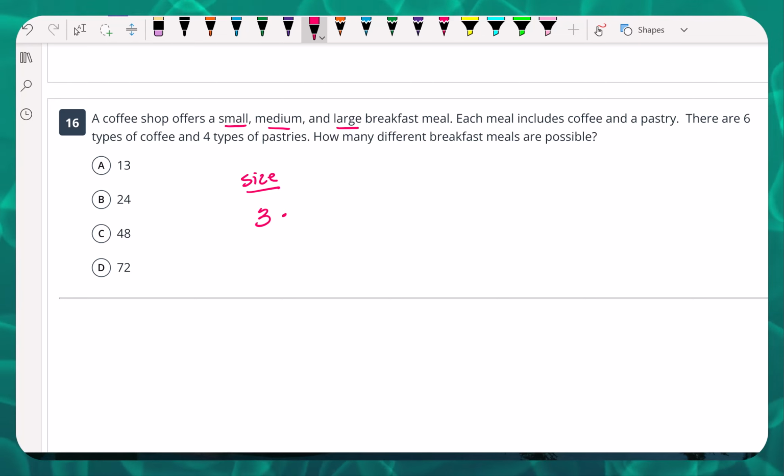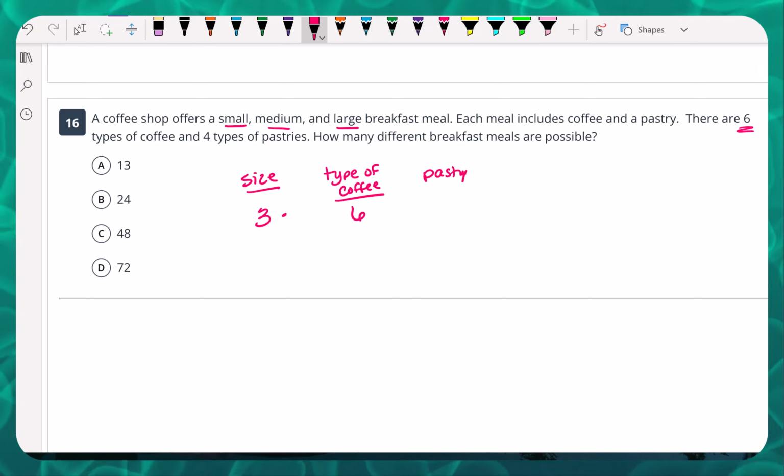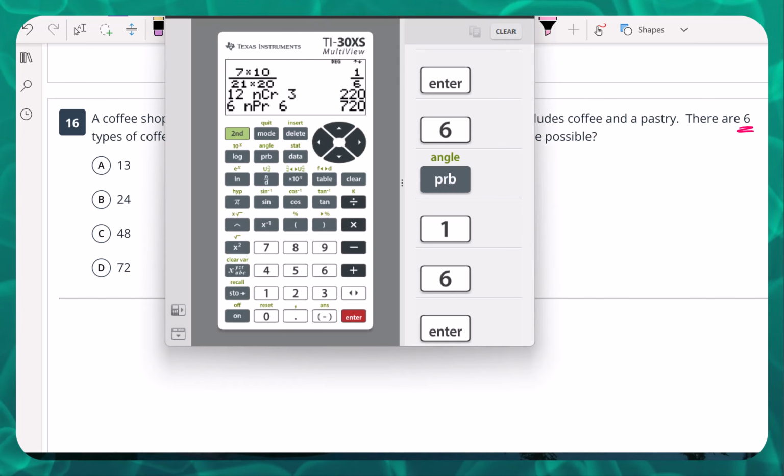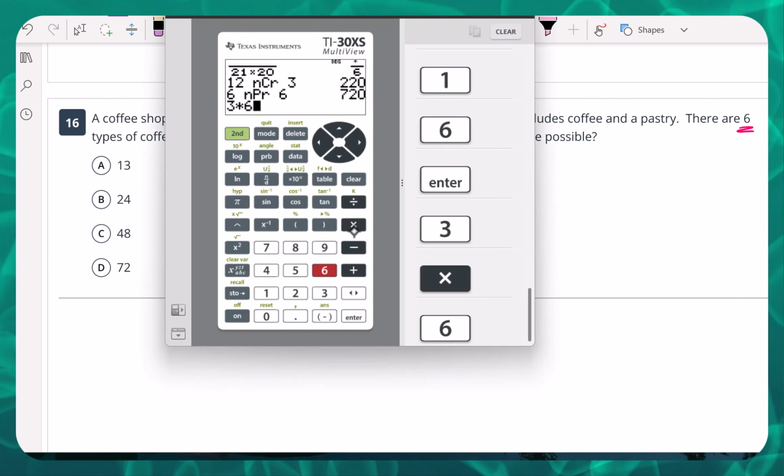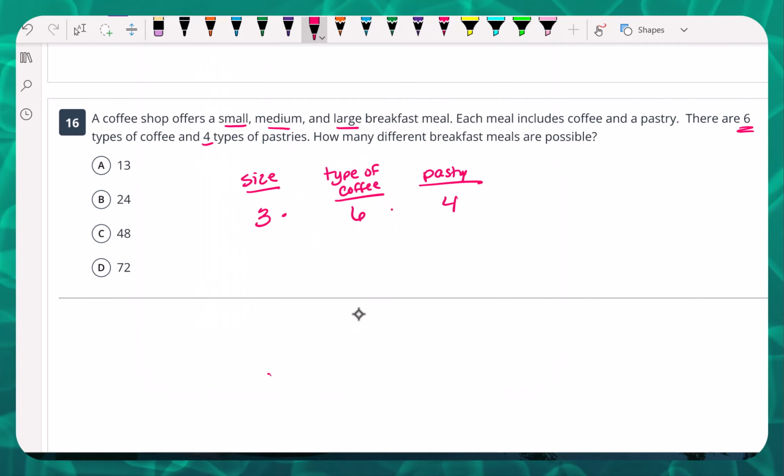Now the next choice you have would be an actual type of coffee. So we're going to do type of coffee. How many do we have? We have 6 different types of coffee. And then the next choice that you need to make would be what pastry that you want. So we have 4 different types of pastry. So all you have to do is multiply those numbers together. So you're going to wind up with 3 times 6 times 4, which gives you 72 total outcomes.